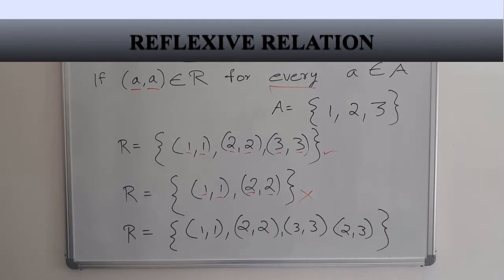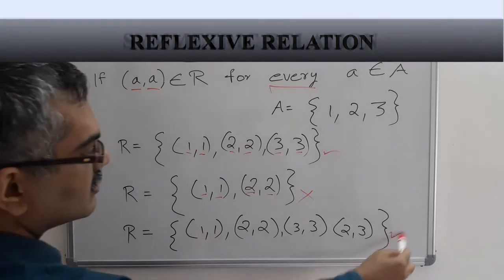Here we have another relation: (1,1), (2,2), (3,3) and (2,3). What do you say? Is it a reflexive relation? We have all the three elements present here which are related to itself as a pair. But we have an extra pair, right? (2,3). But that doesn't make a difference. As per definition, every element of A is present here and they are related to itself. Therefore, it is a reflexive relation.